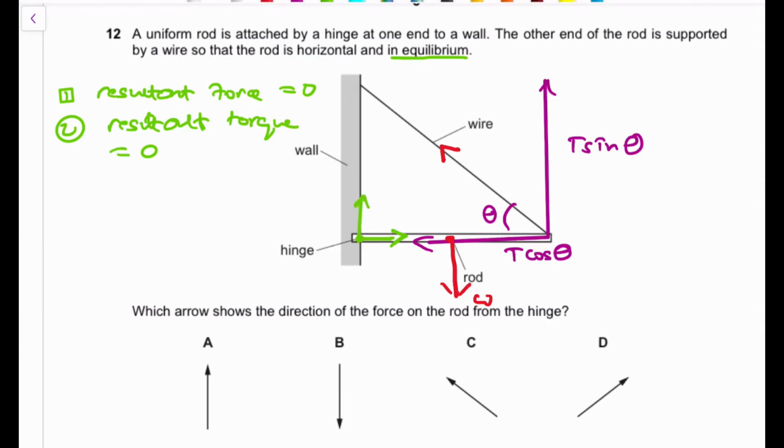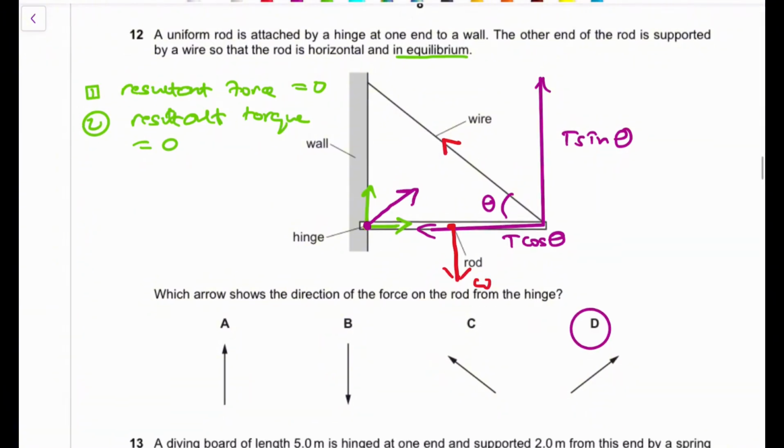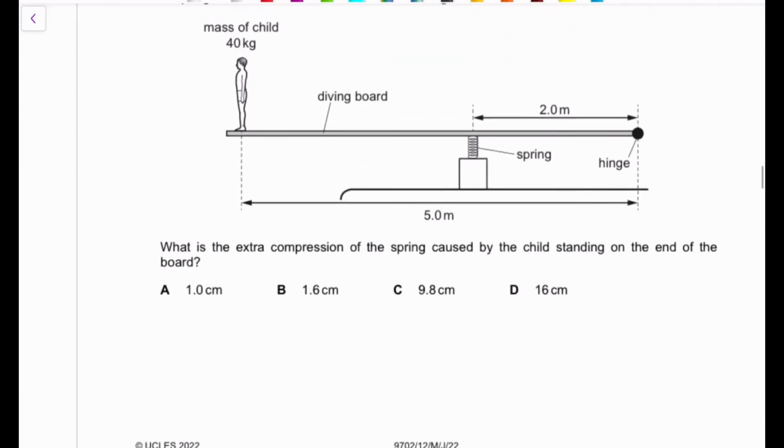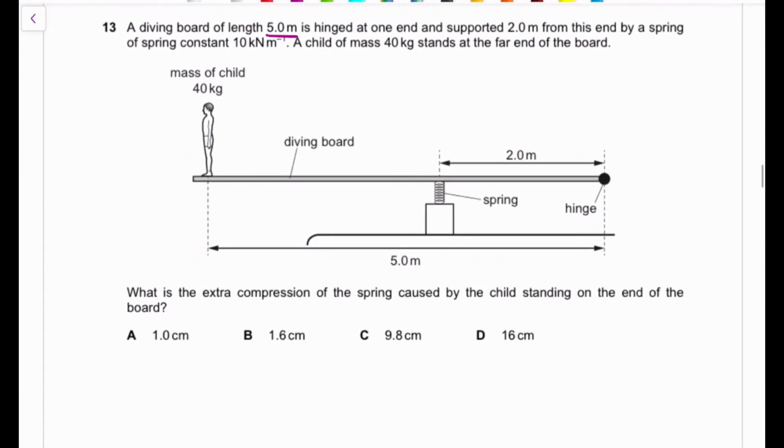But remember the golden rule: if two forces meet at a point, the resultant force acting at that point will actually be that over there. So the answer will become D, because the force over there will be the force acting in that direction. Very, very important.